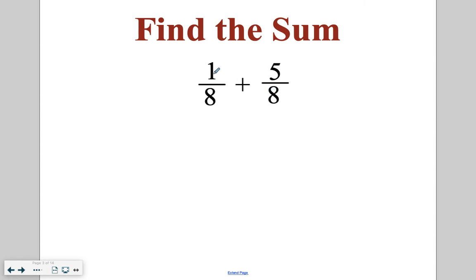So in this first example, we have 1/8 plus 5/8, which means when you add, you are going to add only the numerators, so 1 plus 5, and you're going to keep that denominator the same. So you've got 6/8. So 1 out of the 8 pieces plus 5 out of the 8 pieces gives you 6 out of the 8 pieces. The last thing you need to do is to reduce. Since 6 and 8 can both be divided by 2, your final answer for this first problem is 3/4.